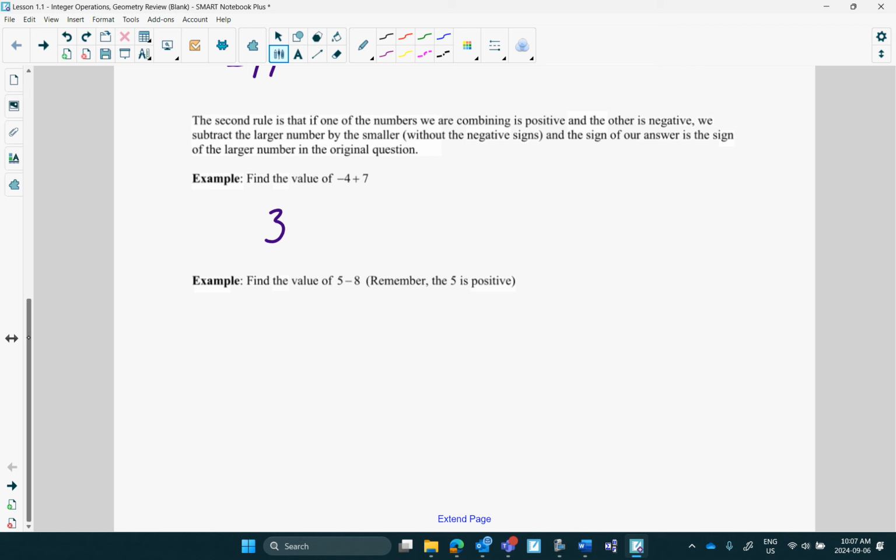What would this one be? -3. The difference between those two numbers is 3, but there's more negatives this time. Okay, start at 5, go down 5 to 0, and I still got to go down another 3 to get to -3.